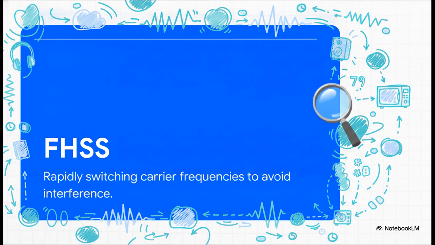This constant hopping is exactly what allows your Bluetooth connection to weave through interference, ensuring your podcast doesn't just stop playing the second someone turns on a microwave.